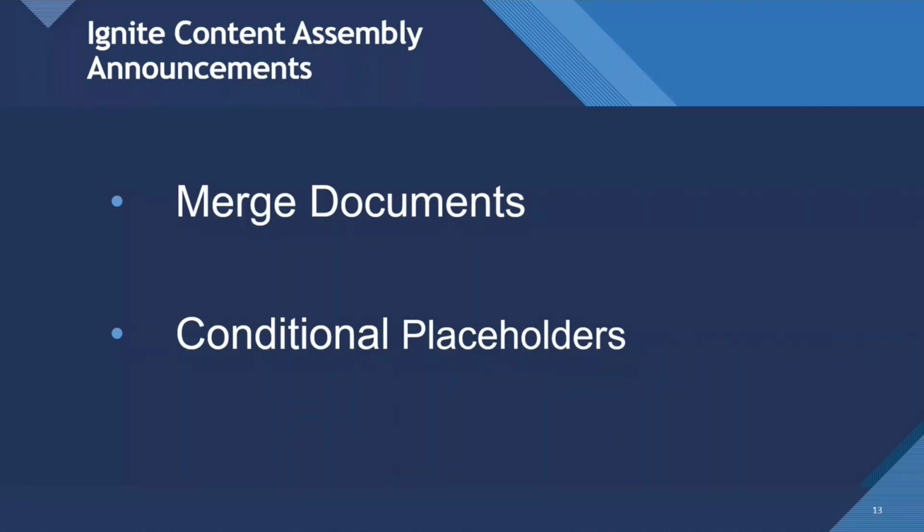And there's a few more new things that came with content assembly in Ignite. So the ability to, from a SharePoint document library, merge two documents together, or there's the ability to have placeholders. So say if a fee amount in a contract is, say, over £50,000, for example, it requests that the CEO field is added, that, yeah, we need approval from the CEO, for example.